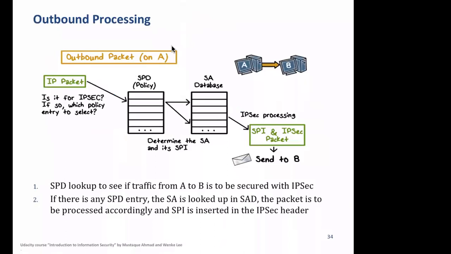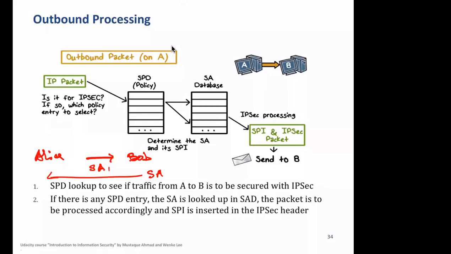Outbound processing means that it's going from Alice to Bob. And note that this relationship is only one way. It's not a bi-directional relationship. So there is one security association when Alice is sending to Bob, say we call it security association 1, and when Bob sends to Alice, then it's a different security association. So we are talking only about one. Outbound means that it's going from sender to recipient, or Alice to Bob.